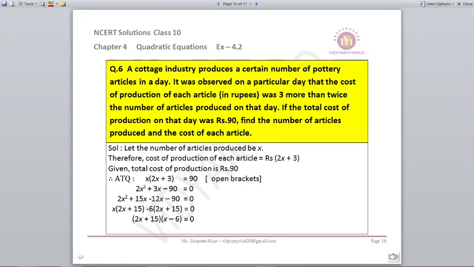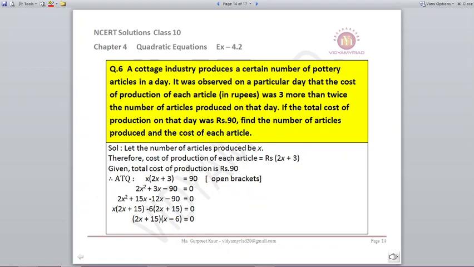Next, a cottage industry produces a certain number of pottery articles in a day. It was observed on a particular day that the cost of production of each article was 3 more than twice the number of articles produced on that day. If the total cost of production on that day was rupees 90, find the number of articles produced and the cost of each article. Let the number of articles produced be x.